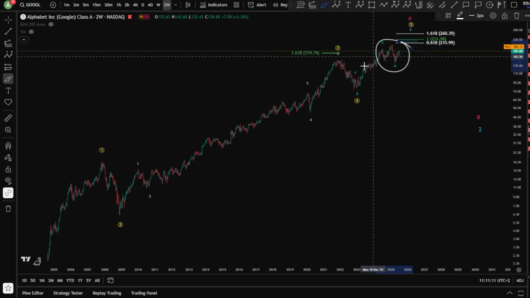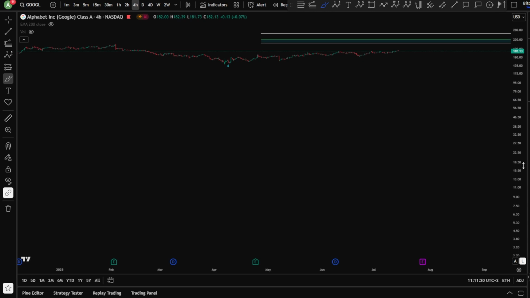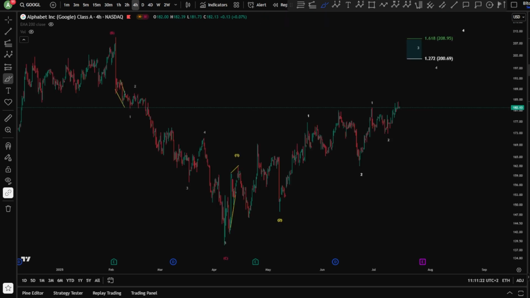Now, of course, currently we are looking at this wave 4 finished, and we're looking for a wave 5 on the smaller time frame. Let's move inside it, of course, on the 4 hours chart here to see what is going on in this area.